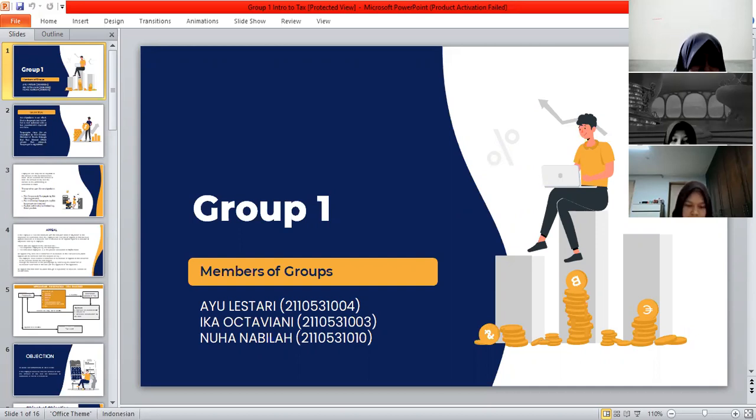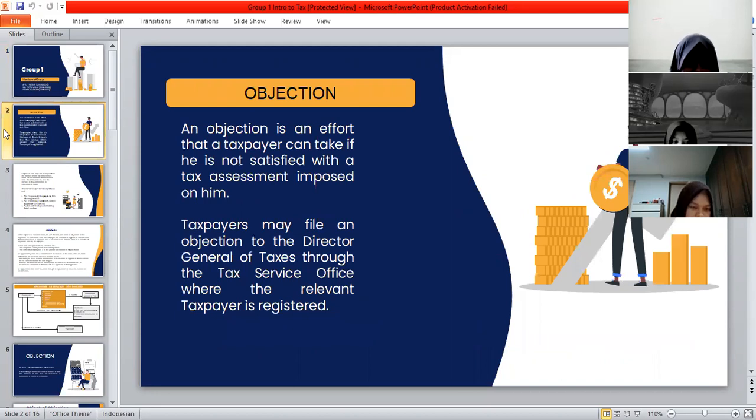In this presentation, we will explain about objections and appeals. For the first material will be explained by Ayu Lestari. Ayu Lestari, time is yours.